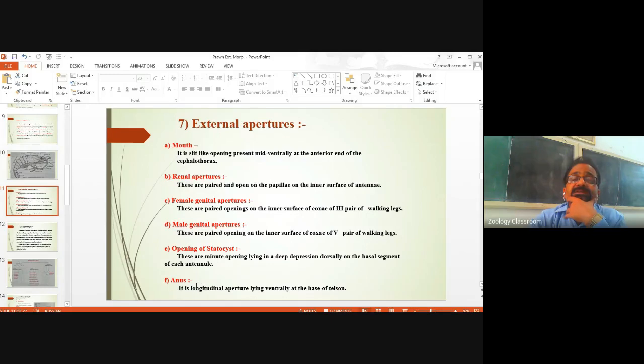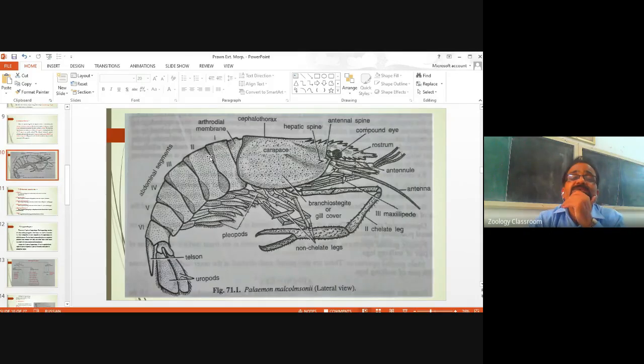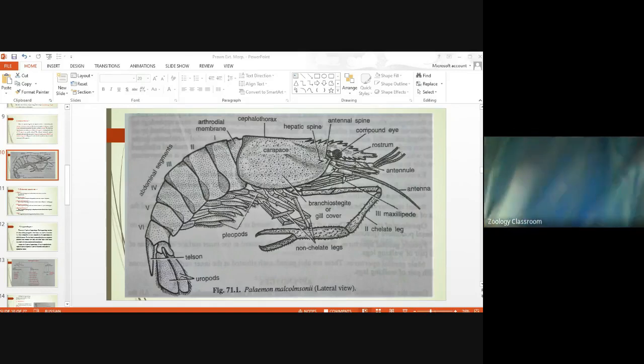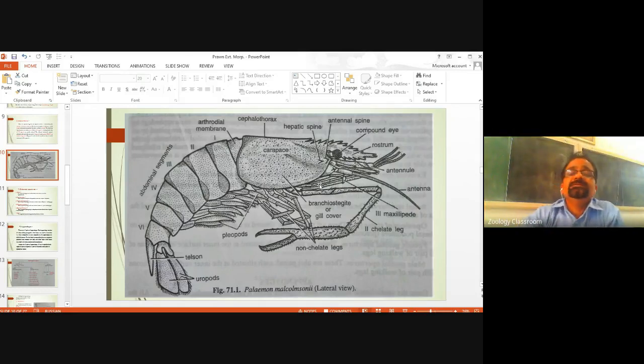And finally, the anal aperture, or anus, is a longitudinal aperture lying ventrally at the base of the tailson. The digestive system opens out here. Tailson is the conical projection of the last segment, the sixth abdominal segment. And these are the abdominal segment appendages, pleopods and uropods.